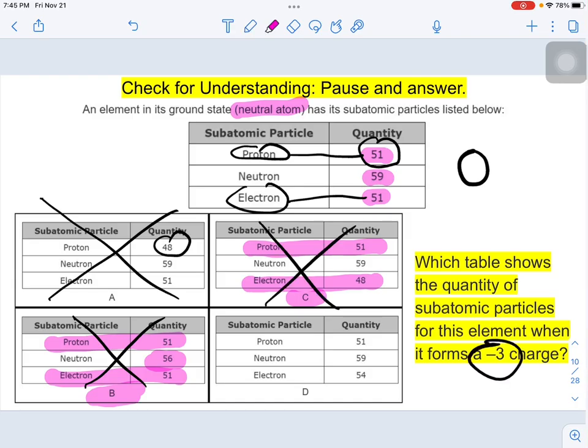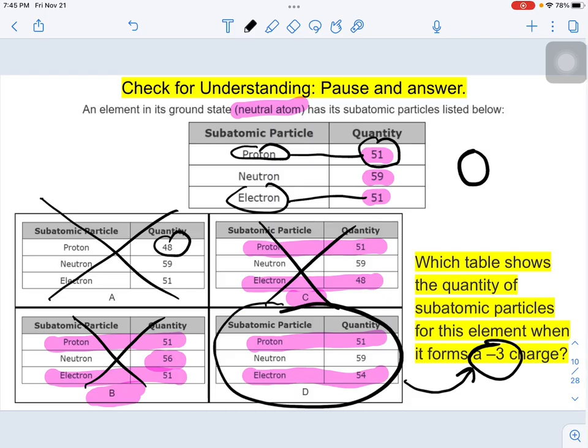Let's take a look at the final choice, which is D. 51 protons and 54 electrons. In this situation, I have 3 more electrons than protons. That is going to give me the negative 3 charge. So answer D is correct.